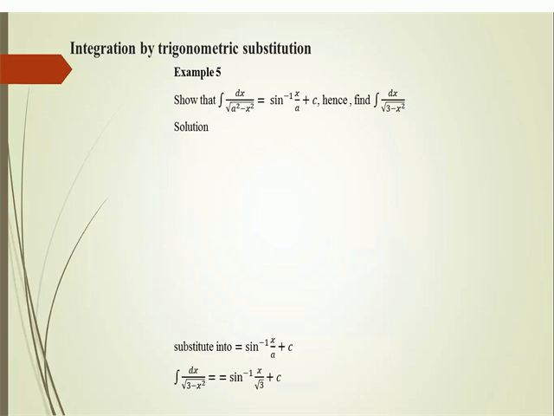So before I clean the board now, let me just write the summary up here. The summary we have says x equals a sine theta, then theta equals arc sine of x over a. Then dx is a cos theta d theta. That is from this proof now. So we limit it here, then we go ahead with this question.